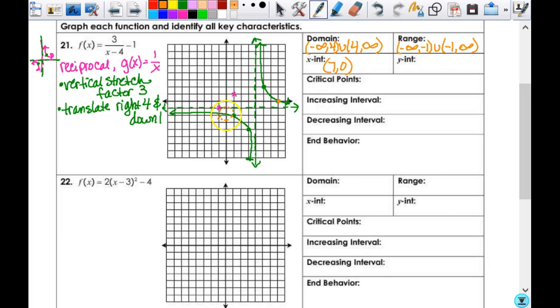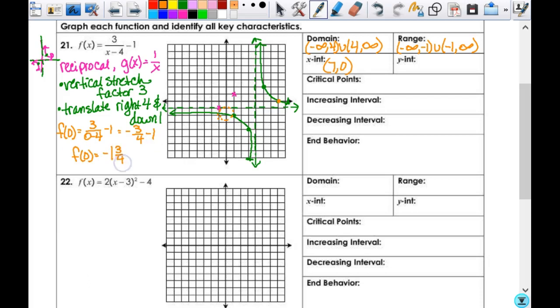Your y-intercept is the ordered pair when x is 0. So what I'm looking for is f of 0. F of 0 is equal to 3 over 0 minus 4, minus 1, which gives me -3/4 minus 1. So f of 0 is -1 3/4.